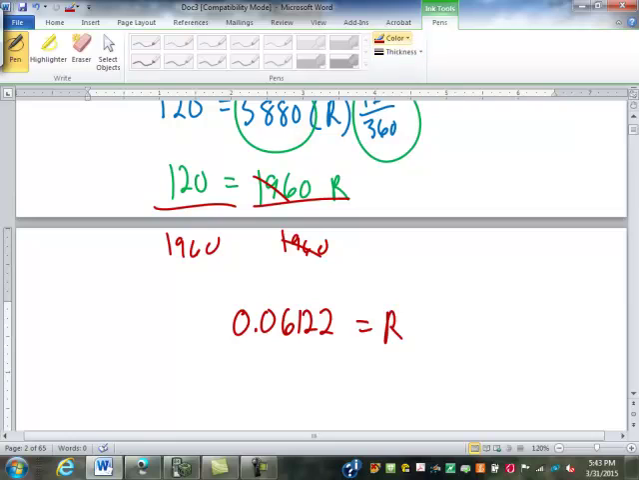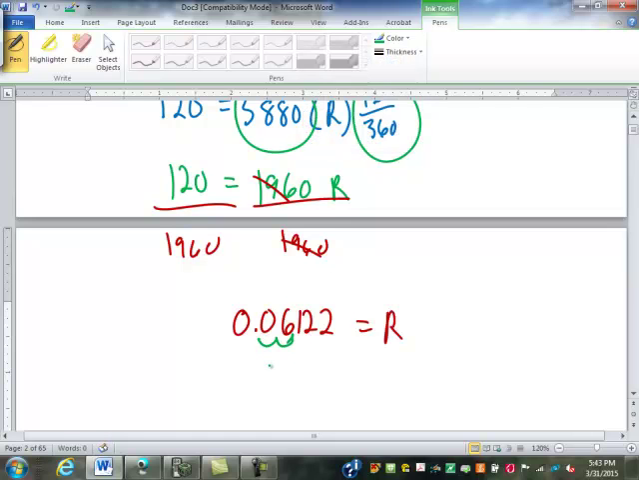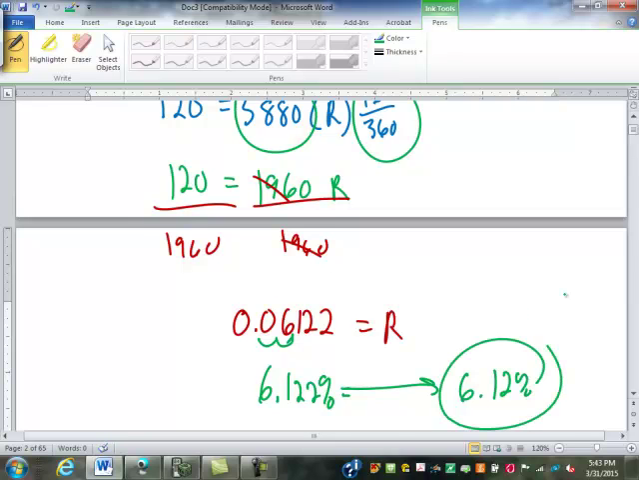That's my rate. Now that's the rate, but really what we're looking for is a percent. What would that be as a percent? Yeah, we got to move that decimal point over 2 slots. So 6.122%. And let's say you're told to round it to the nearest hundredth of a percent. What's that going to be? 6.12%. So notice, even though everything was calculated with 6%, it really came out to be 6.12%.